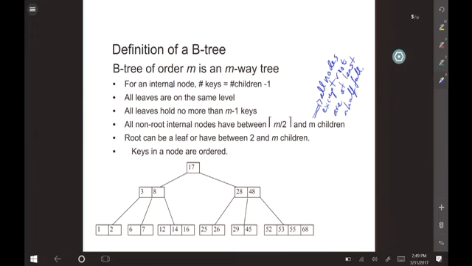So if it were 6, the internal nodes would have to have at least 3 children, which implies 2 keys. So that's that minus 1. It's actually a minus 1 for the number of keys. So in an order 6 tree, you could actually have 2 here. But there's something else kind of subtle.